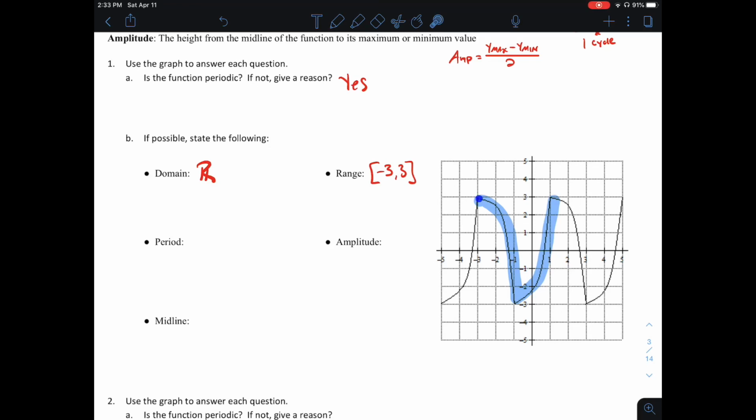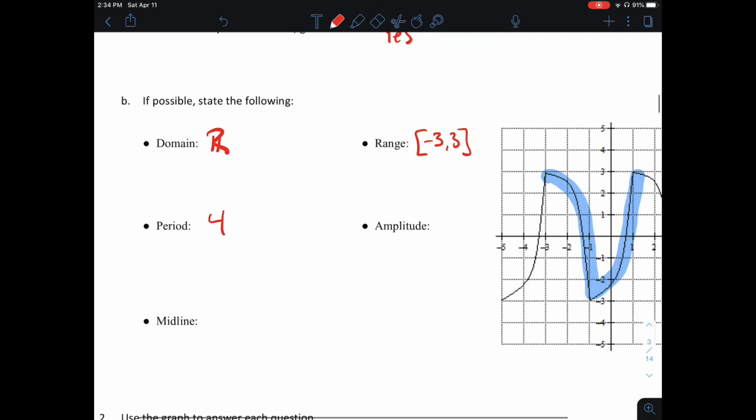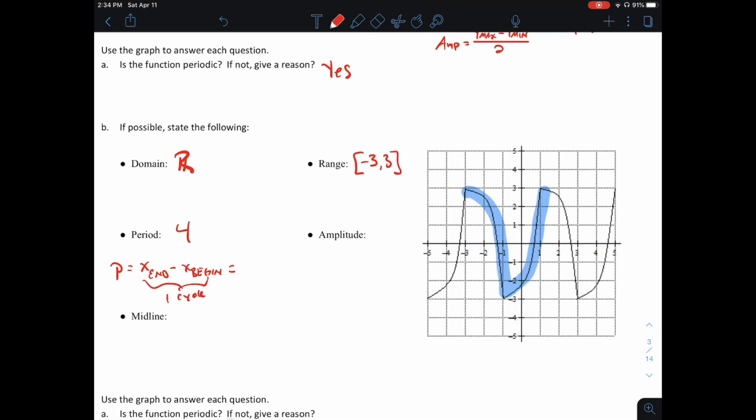So the distance from one peak to another is 4 units. If you want a formula for this, the period, once again, is the x sub end of the period minus x sub beginning. I said period, I mean cycle. This is one cycle. So if you chose the cycle that I had outlined there, the end of the cycle is at 1, subtract from that the beginning of the cycle, which is -3, and that's how we would get 4. You do not have to show that work unless the directions explicitly ask you to.